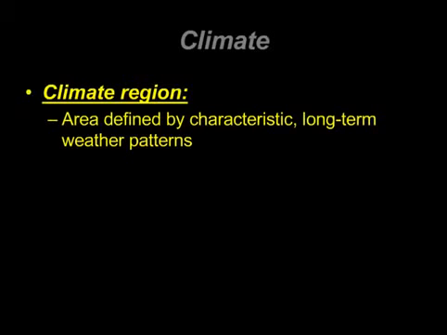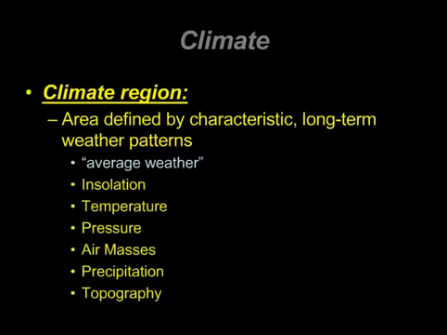So continuing with the idea of a region, we're going to look at an area based on weather characteristics that are predictable. And these weather characteristics, once again, our definition of climate is the average weather. We're going to look at various characteristics based on insolation, temperature, pressure, air masses, precipitation, or topography, highland areas.